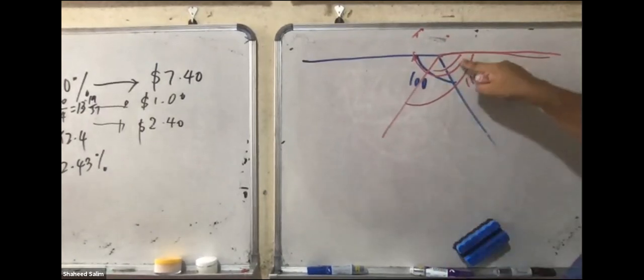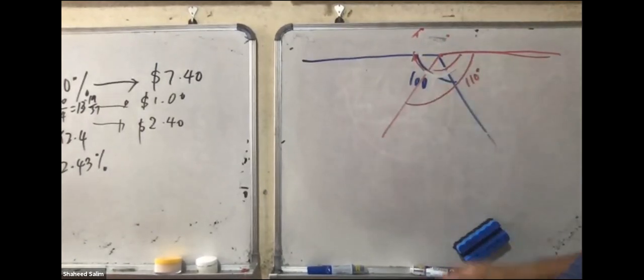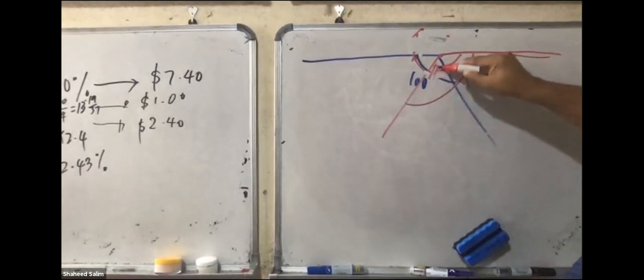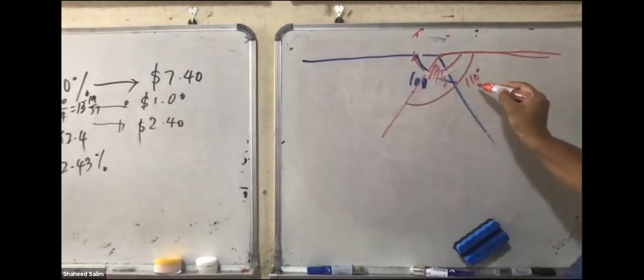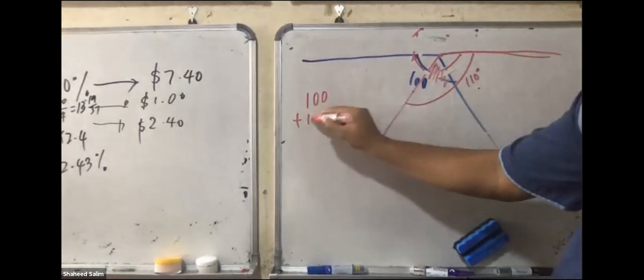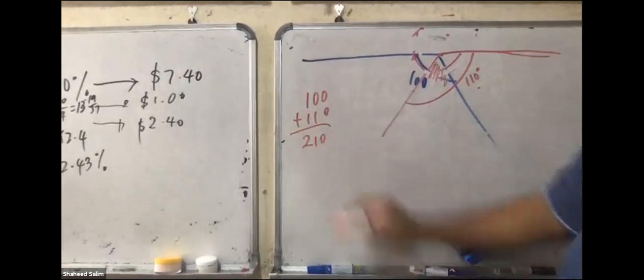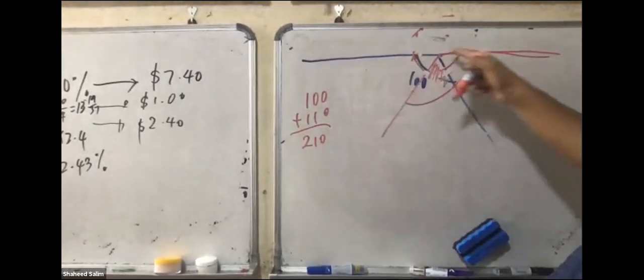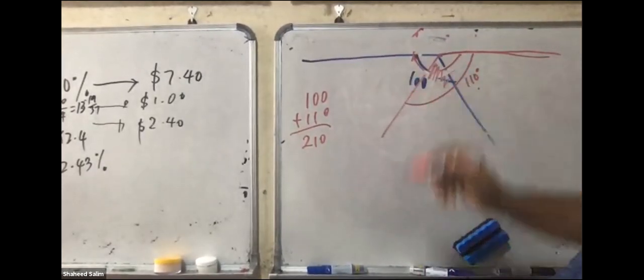You all know that, right? Because it's a straight line. So how to find this angle down here, the overlap angle? You take 100 plus 110, you get 210. 210 minus this 180 degrees gives me the overlap.